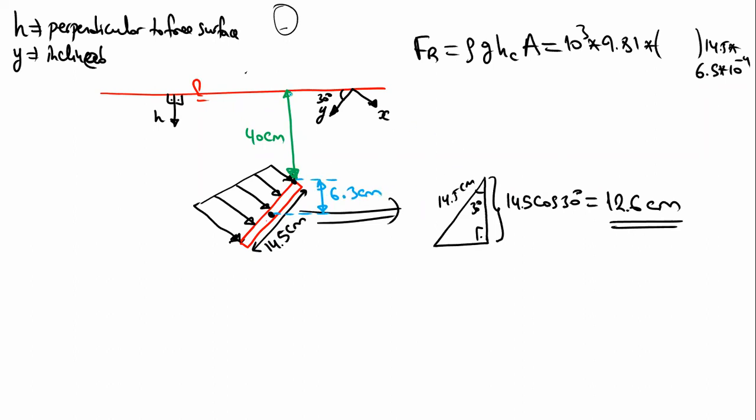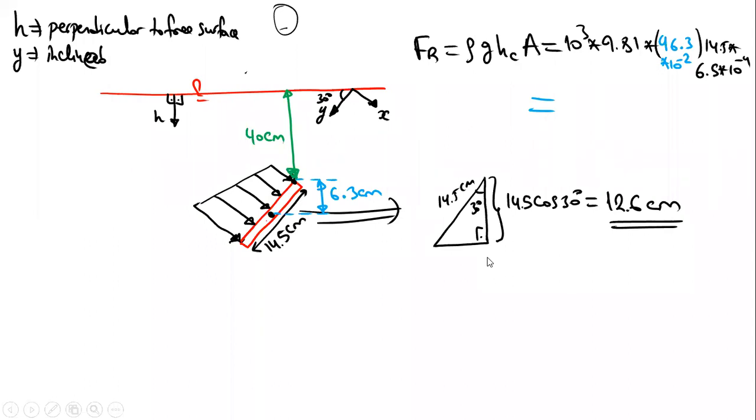Therefore, the distance from the free surface to the centroid of the body will be the addition of these, which will be 46.3 centimeters. And this one again should be multiplied by 10 to the negative 2 because it is in centimeters and the other ones are in meter units. It should be in SI units. So let's see who has the final result here. I can wait for your answers. You will just tell me the value of the resultant force.